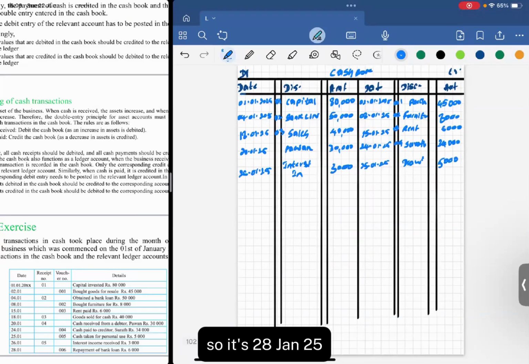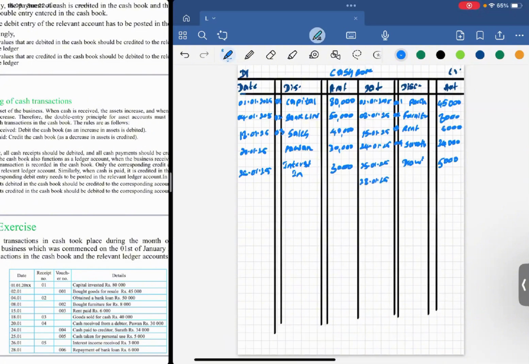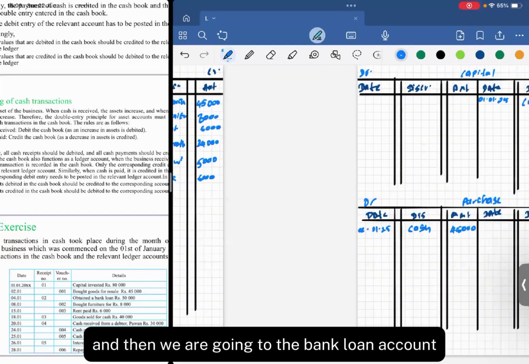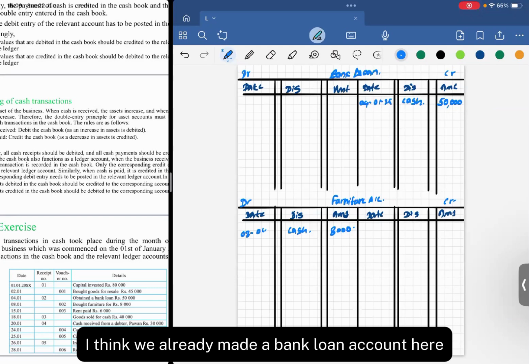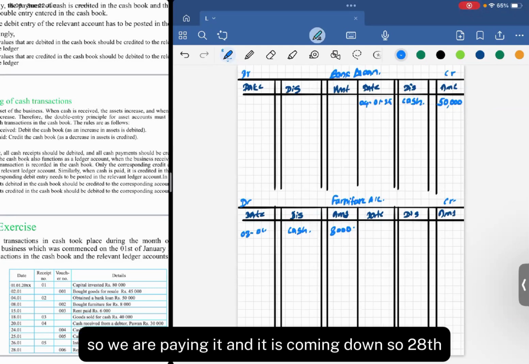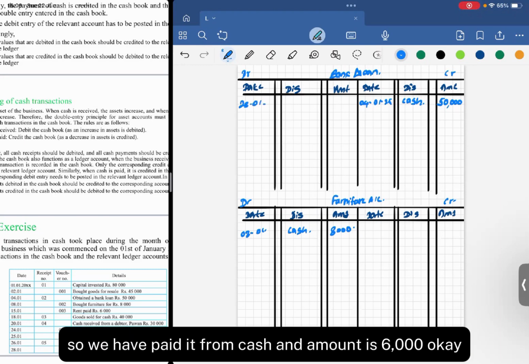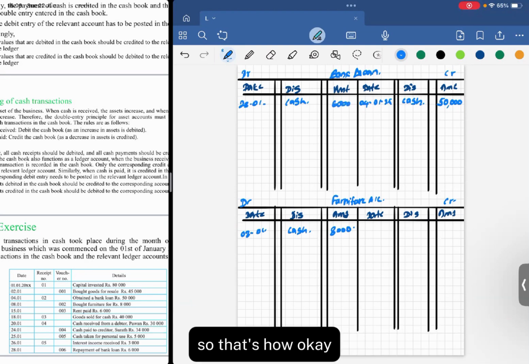So it's 28 Jan 25. Bank loan, and we are paying 6,000. Then we go to the bank loan account. I think we already made a bank loan account. Here we have it. We are paying it and it is coming down. So 28th Jan, we paid it from cash and the amount is 6,000. Okay, so that's how.